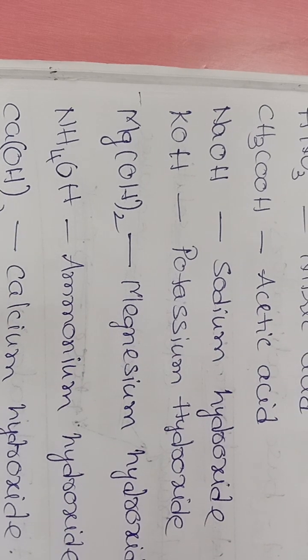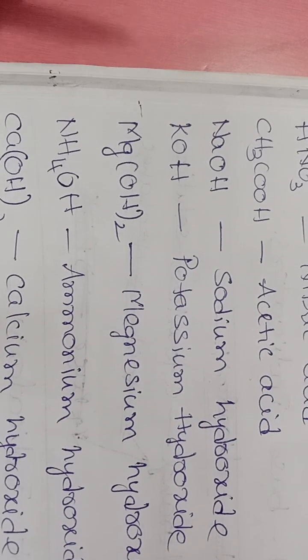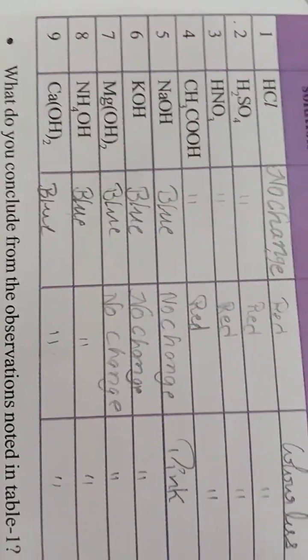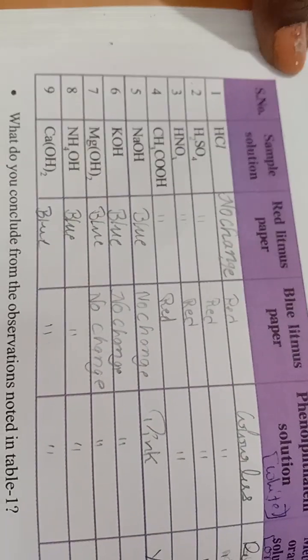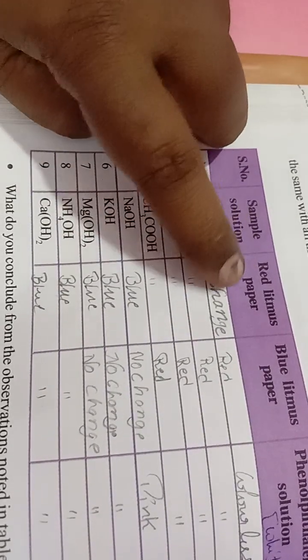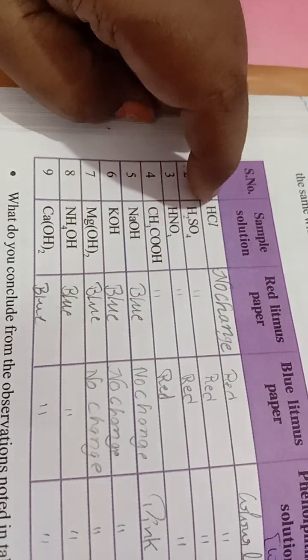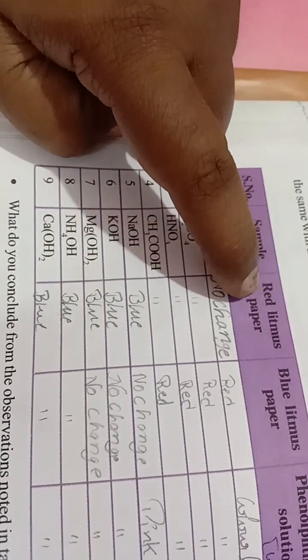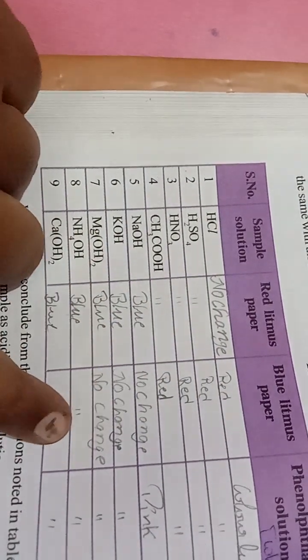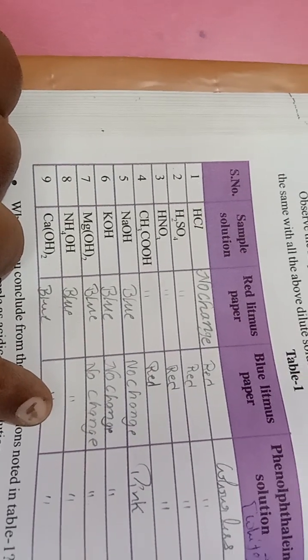So our lab activity is on page number 36. See here. This is our lab activity to find whether the given solution is acid or base. If you fill the table, you will get some clarity. Red litmus does not change color when it reacts with acid. When it reacts with base, it turns blue. Blue litmus paper turns red when it reacts with acid, and there is no change when it reacts with base.